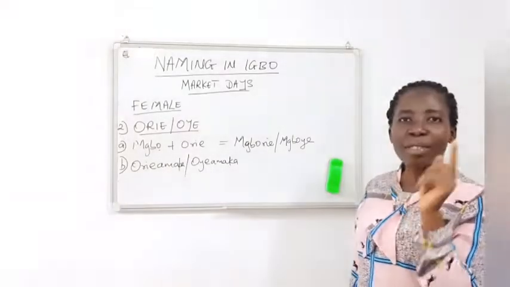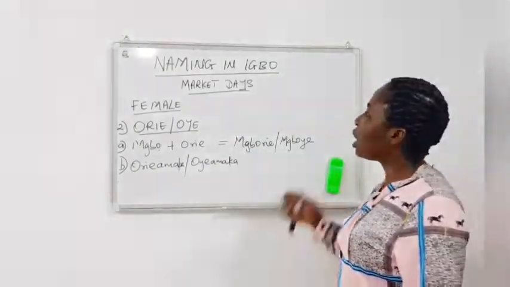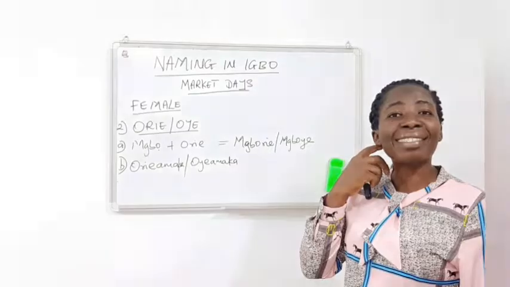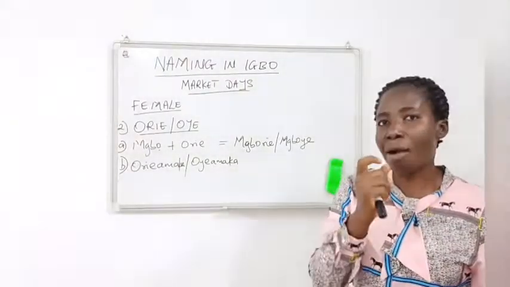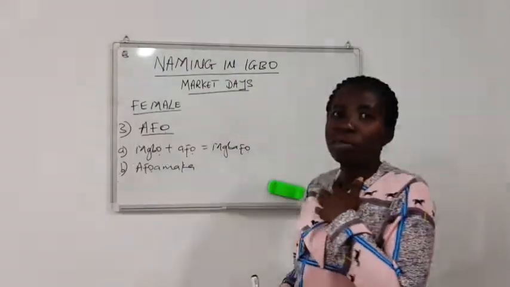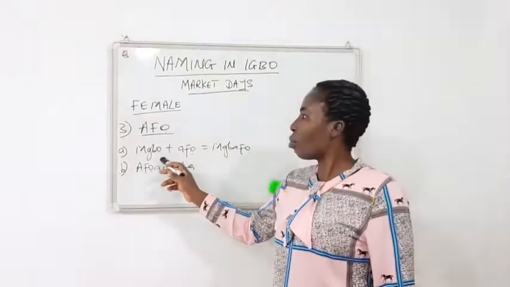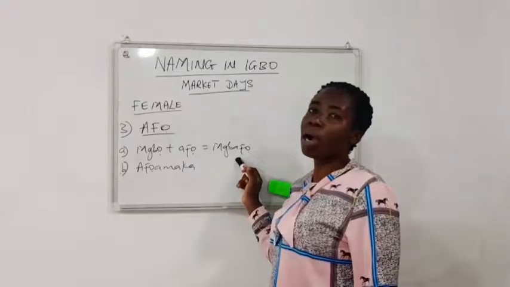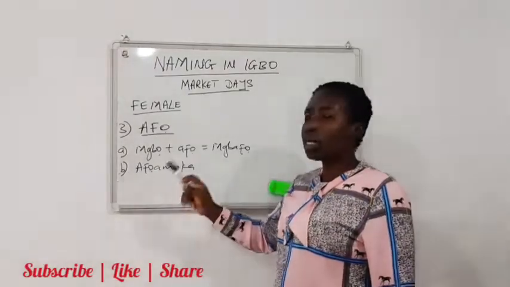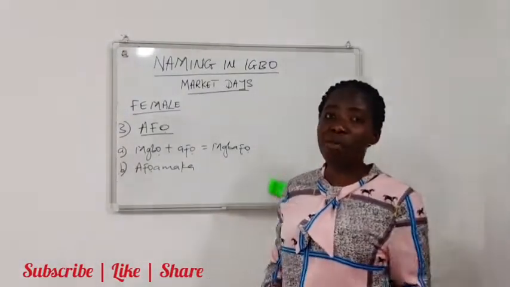Alright, thank you for still being there. We go over to the next market day for the female child, Afo. For Afo, we have these names: Mbo plus Afo, you have Mbo Afo. Then the second one, you have Afo Amaka.